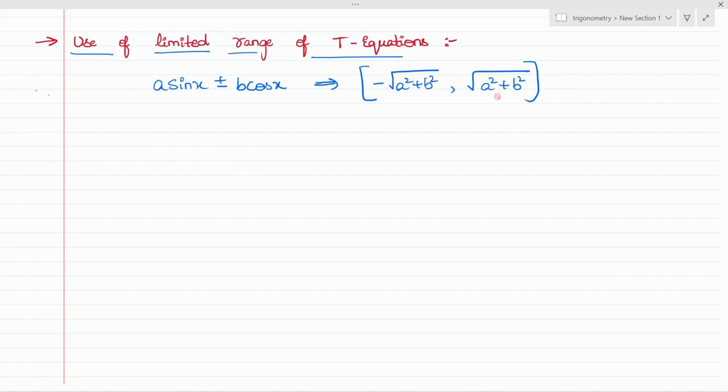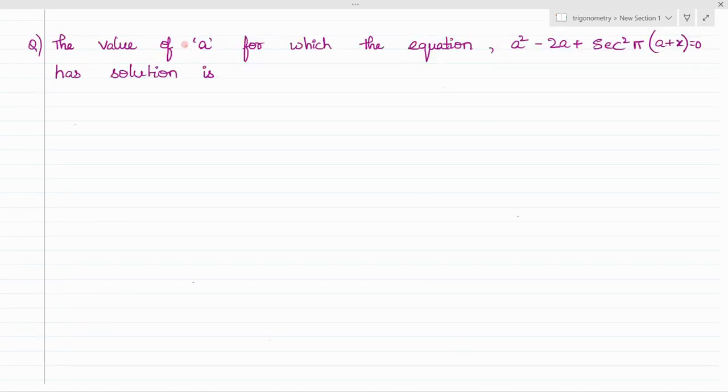So let's directly solve a few questions so that you'll get a better idea how to approach the questions. In this question, we need to find the value of a for which the equation which is given has a solution, which means first we need to find the solution of this equation for which the value of a exists. So first let's solve for x, that is a square minus 2a plus secant square pi into a plus x is equal to 0.